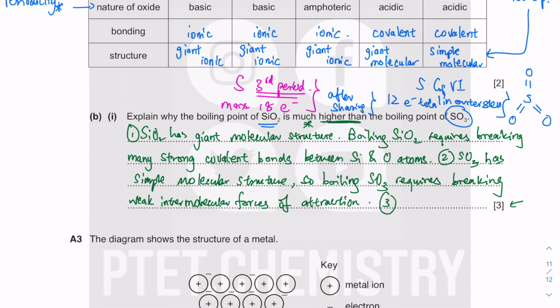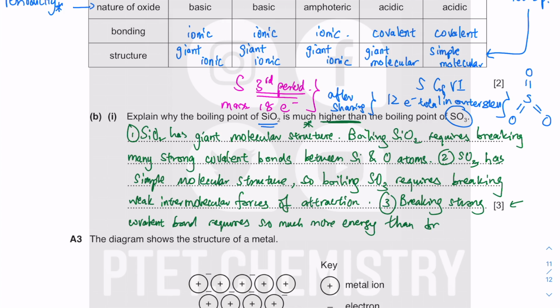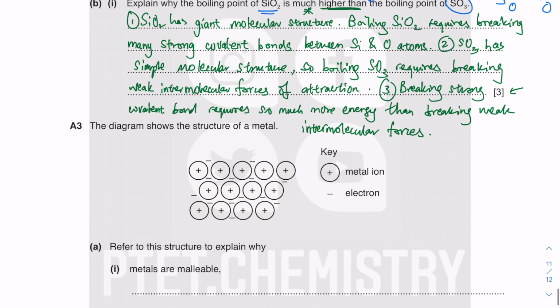So breaking strong covalent bonds requires so much more energy than breaking weak intermolecular forces. That is why one of them, SiO2, has a much higher boiling point than the other one.